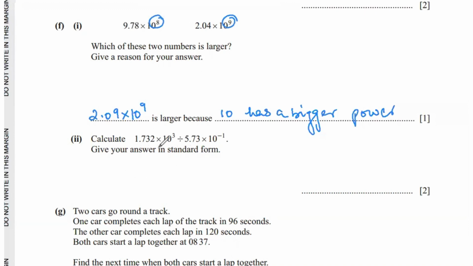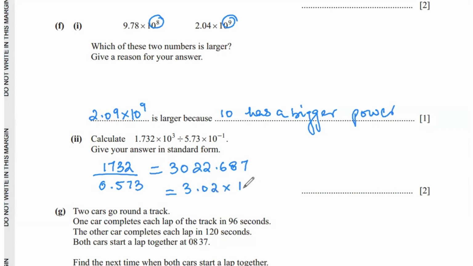Then it says calculate 1.732 times 10 to the power of 3 divided by 5.73 times 10 to the power of -1. Giving your answer in standard form. So 1.732 times 10 to the power of 3 is 1732. And it's divided by 5.73 times 10 to the power of -1, which is 0.573. So when we divide this, we get 3022.687. And in standard form, it's going to be 3.02 times 10 to the power of 3.